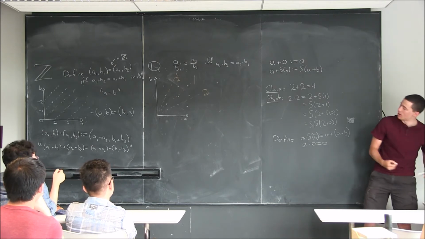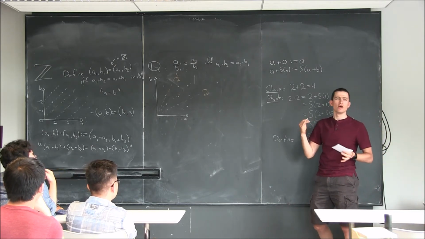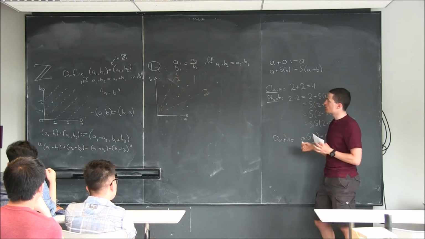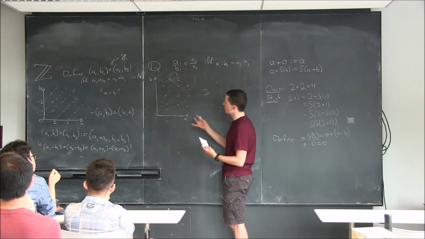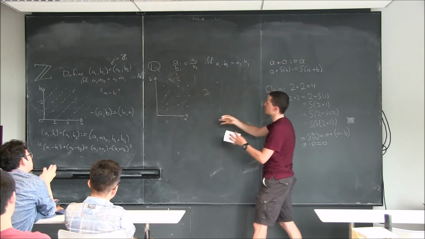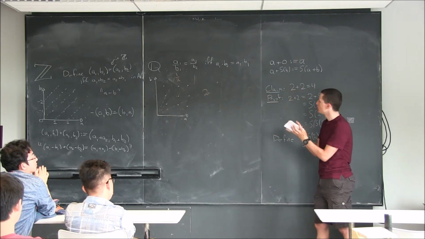Again, just as with the integers, the graph is not super useful. It's just kind of neat. So in some sense, the integers are like parallel lines, and the rationals are like radial lines.